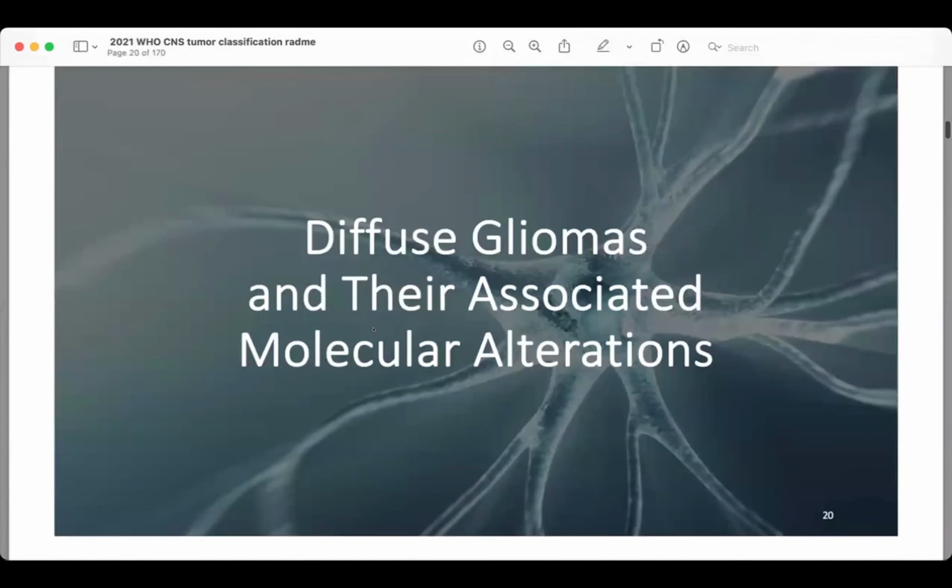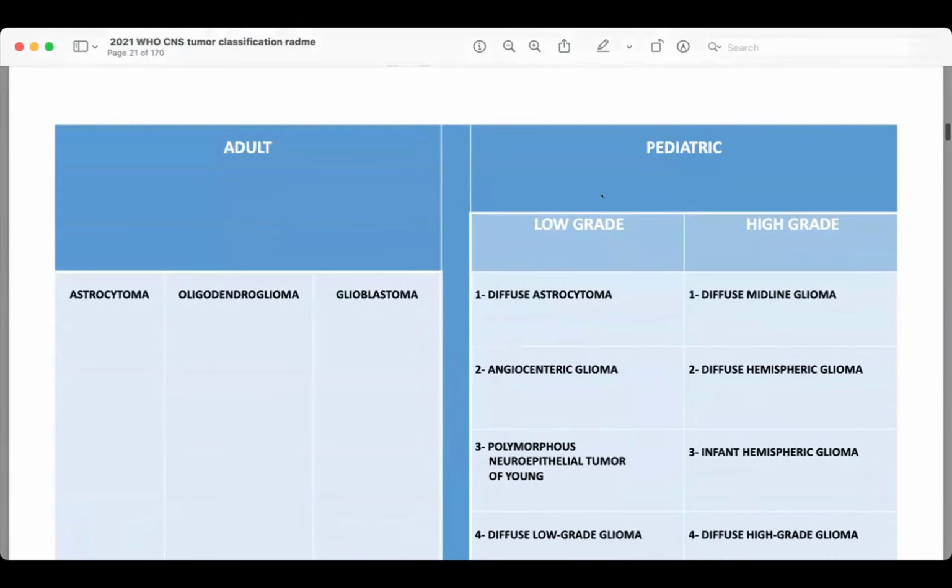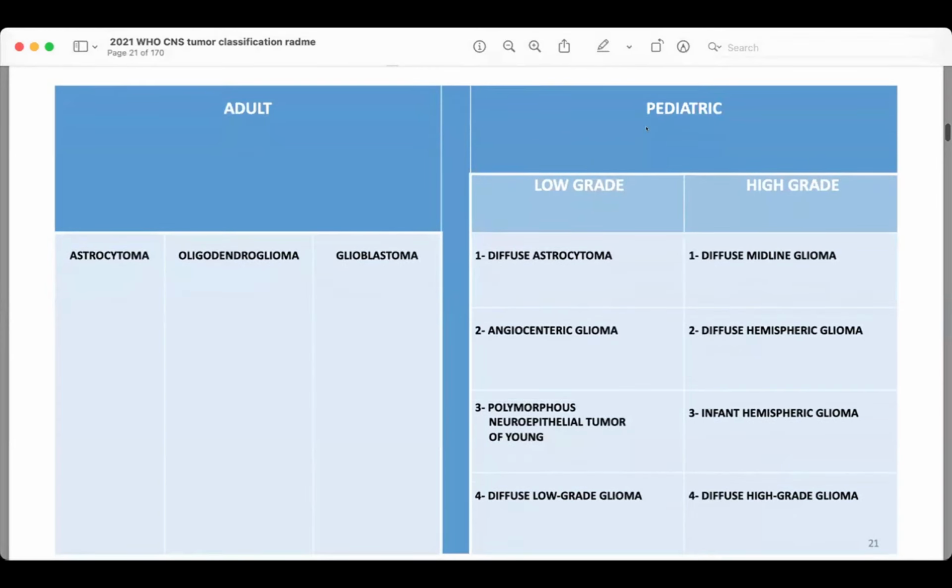And let's go to the radiological point of view. As I told you, the first part will be only on the gliomas, and we will talk about the adult types and the pediatric types. The adult will include astrocytoma, oligodendroglioma, and glioblastoma. The pediatric types have subtypes: the low-grade pediatric gliomas and the high-grade pediatric gliomas.